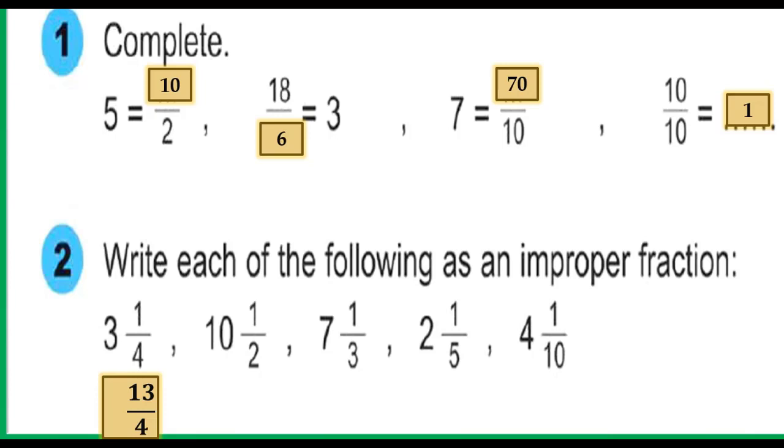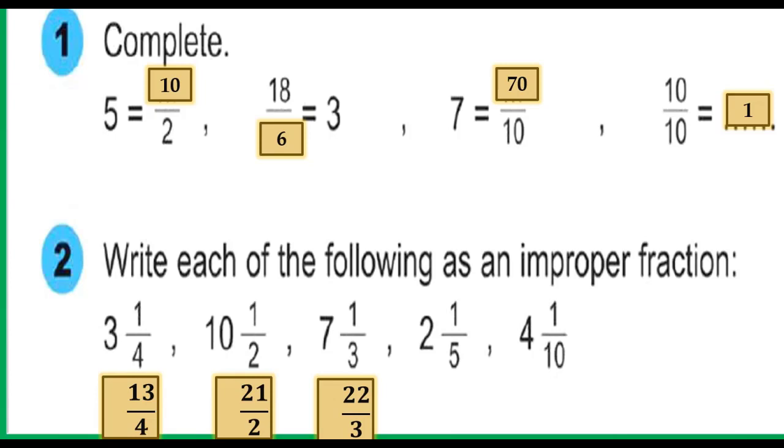What about 10 and a half? Multiply 10 by 2. 10 by 2 equals 20. 20 plus 1 equals 21 over 2, the same denominator. 7 times 3 equals 21. 21 plus 1 equals 22 over 3.